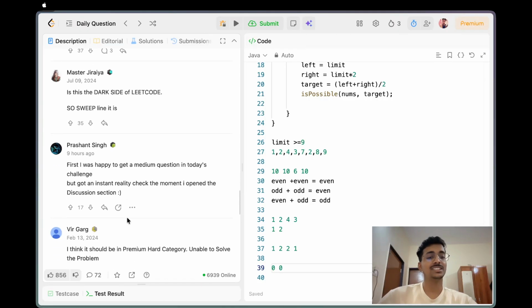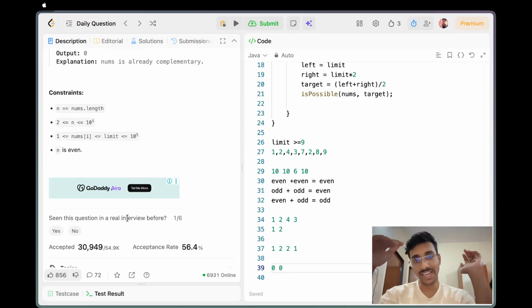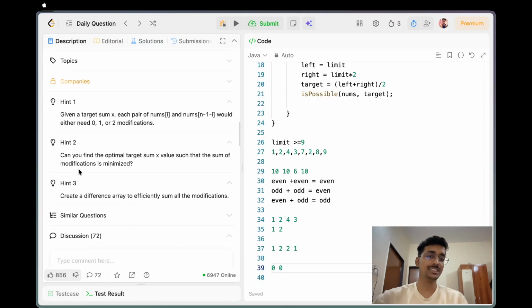And actually, this question is not making sense. I'm going through the greedy solution, I'm trying binary search, and whatever it is saying is not making sense to me. Wait, what it is saying: given a target sum x that I was thinking of, for each pair this would be either 0, 1 or 2 modifications. Okay, I'm not happy with the 2 modifications.